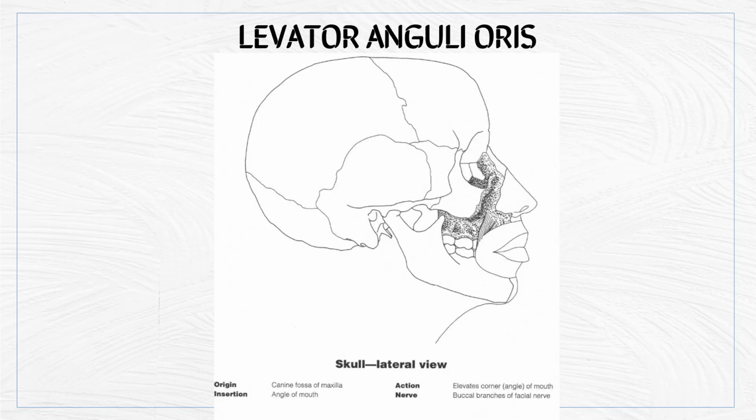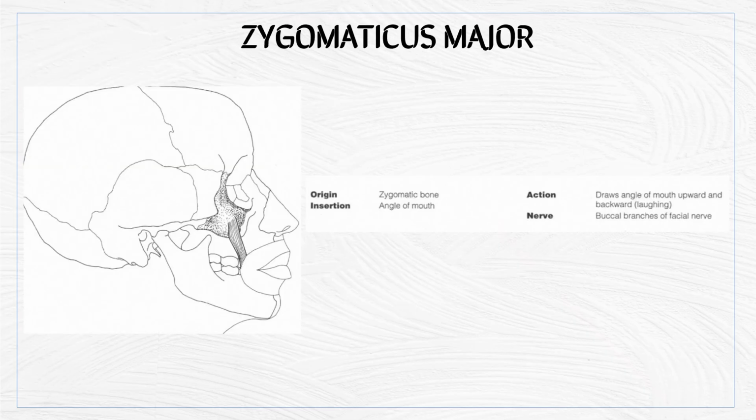The next muscle is levator anguli oris. It originates from the canine fossa of maxilla and gets inserted into the angle of the mouth. So as the insertion is in the angle of the mouth, it causes elevation of the corner of the mouth, and it is also supplied by the buccal branch of facial nerve.